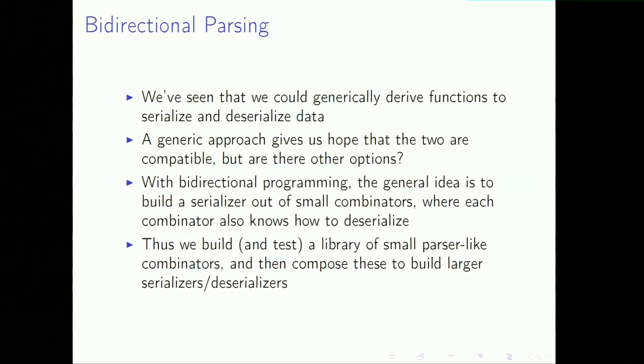So a generic approach gives hope that we could write serializers and deserializers that are compatible, but it does force people to use generic representations. So I'd ask, is there another way we could guarantee that both serializers and deserializers match up? So the idea in bidirectional programming, or bidirectional parsers, is we basically pair up every parsing function with its equivalent pretty printer. So we start out, much like we do with parser combinators, with a small parser for, say, integers or booleans or individual characters. And each of those comes with a pretty printer for pretty printing booleans or pretty printing a single character. And then we also have some composition operators that build larger parsers from these smaller ones while also building larger pretty printers at the same time.